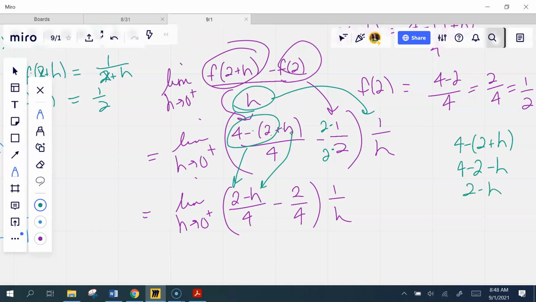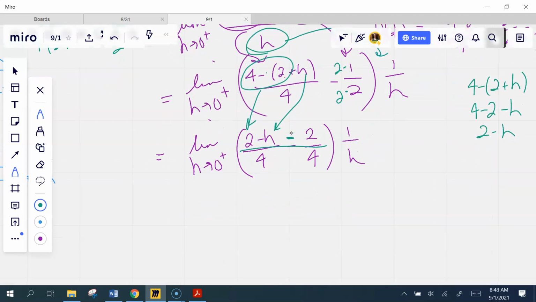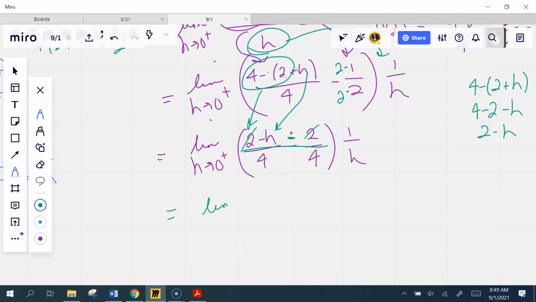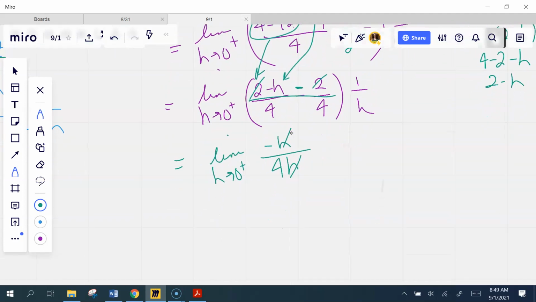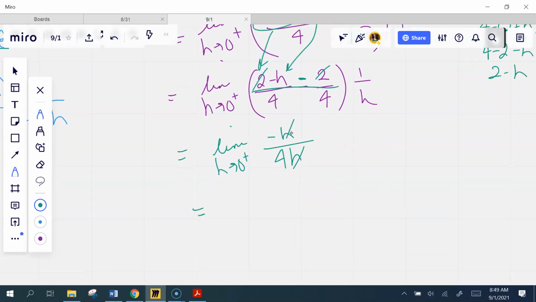Why did you do the common denominator? Because now that these are common, I can do that. Now you can cancel these two. Now the 2's can. And you've got negative h over 4h. The limit of a constant is the constant itself. Negative 1/4. That's it. So I get it the same from the left and the right. That wasn't even all that bad.